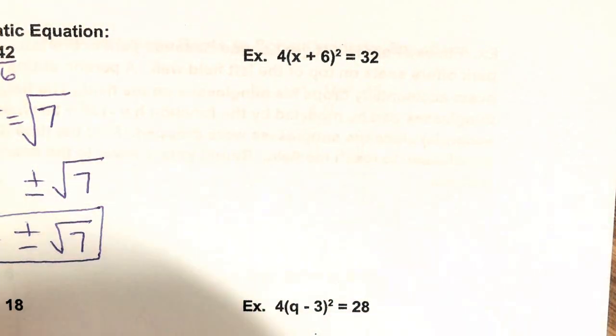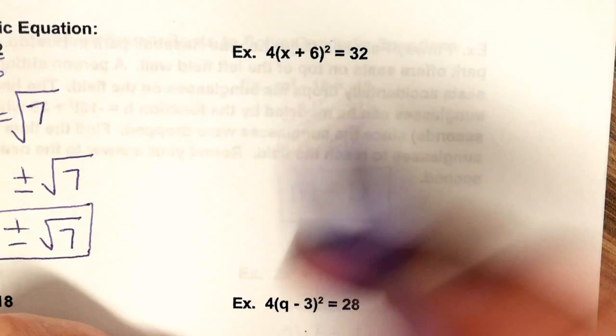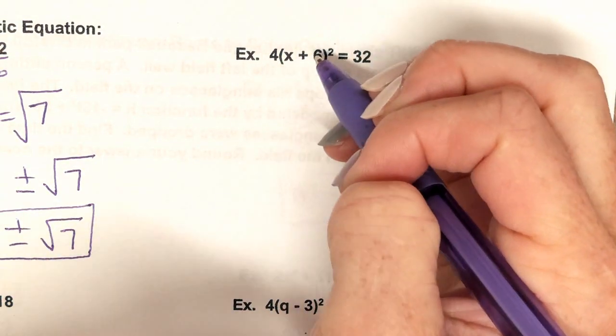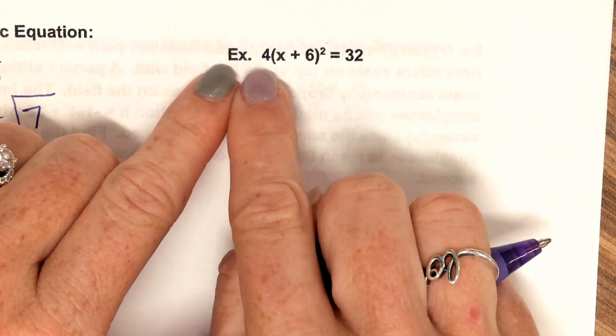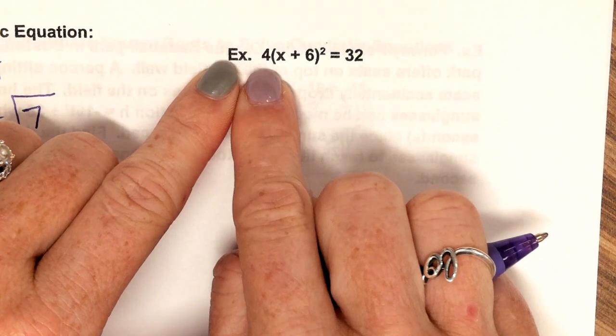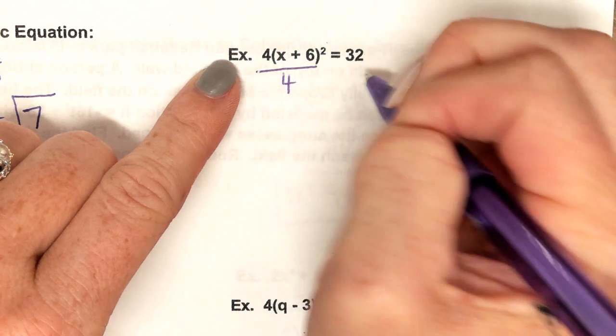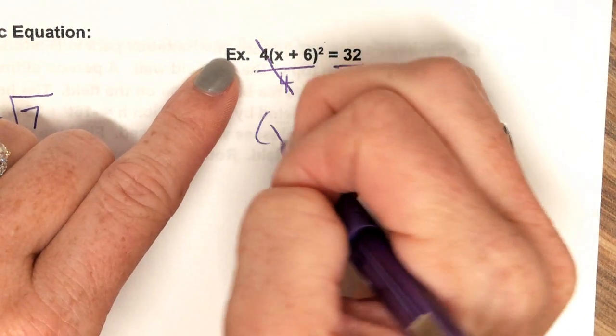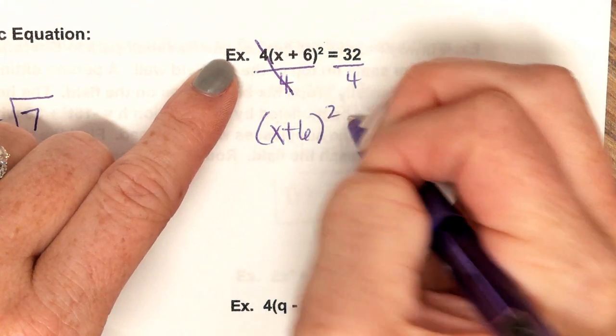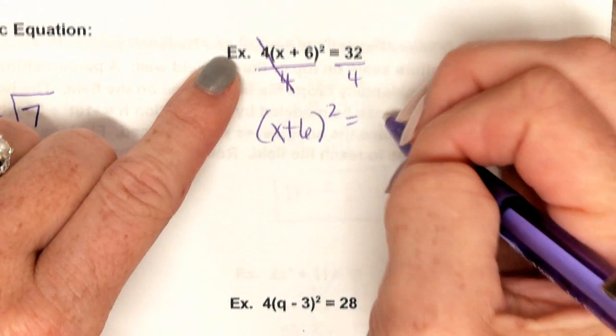My job is to isolate the x. This whole side, do y'all understand why I can divide by 4 first? The whole side is being multiplied by 4. So to get rid of 4, I'm going to divide by 4. That cancels out. And I'm left with x plus 6 raised to the power of 2 equals 32 divided by 4, which is 8.